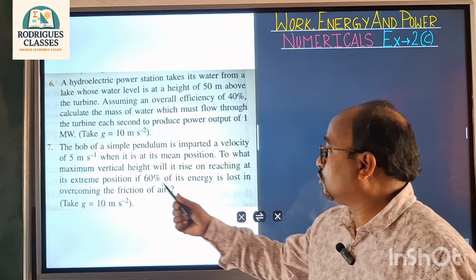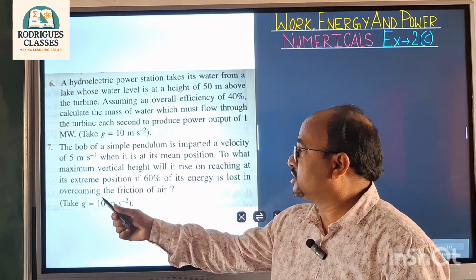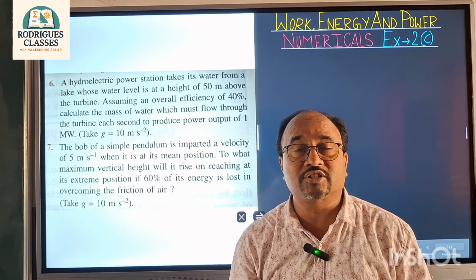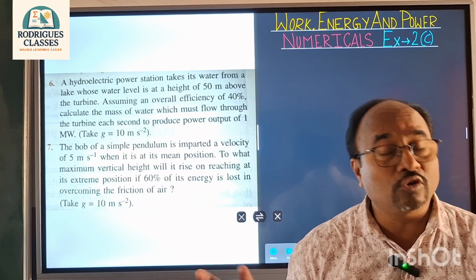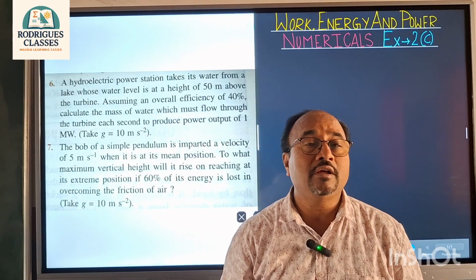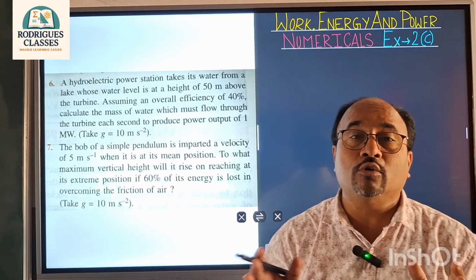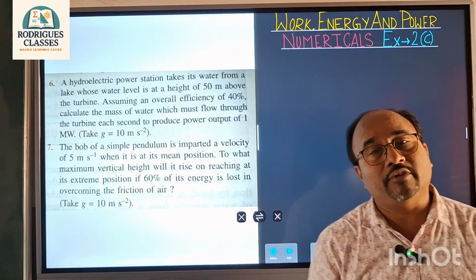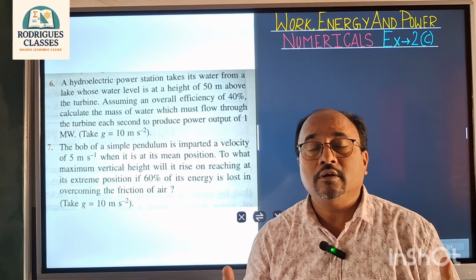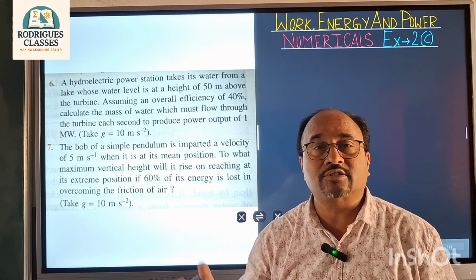Then it is told if 60% of its energy is lost in overcoming the friction in air, 60% of the energy is lost. So you have useful energy available. 100 minus 60 is equal to only 40%. It means 40% of this kinetic energy will be getting converted into the potential energy at the extreme position.